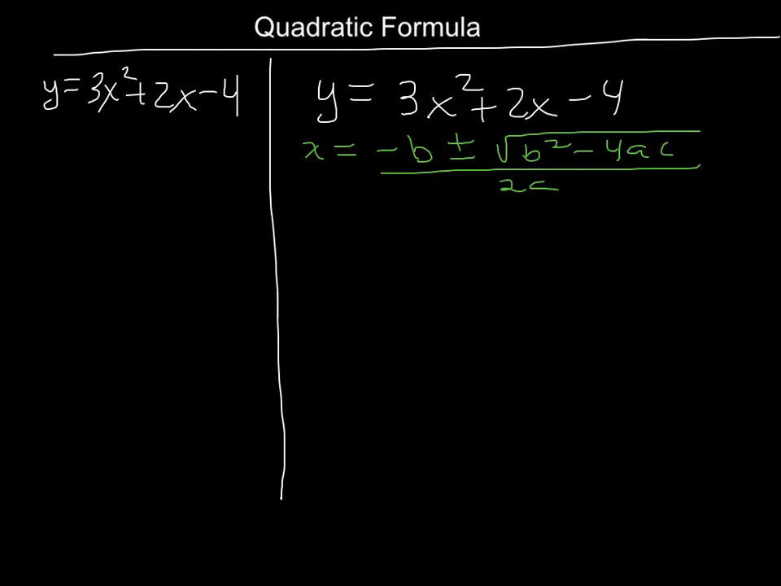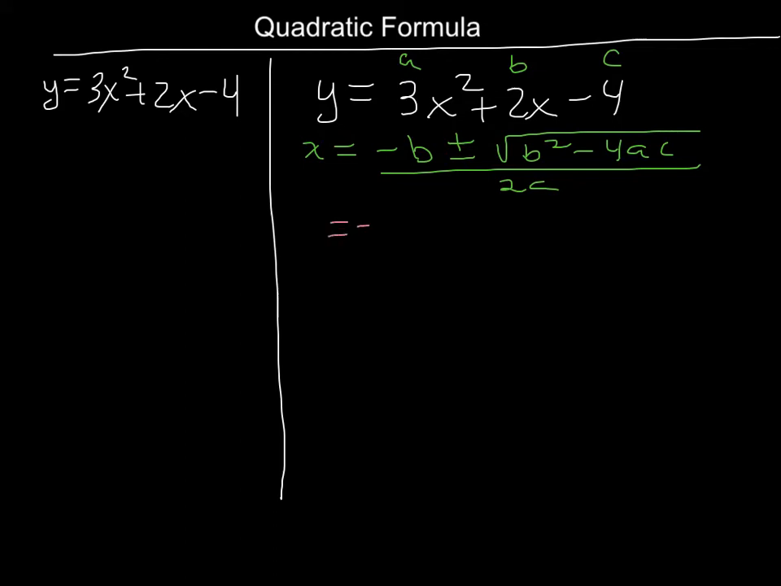Okay, so then what I need to do is identify where a, b, and c are in my original equation. So a is here, b is here, and c is here, just like we had before. Ax squared plus bx plus c. So a is the first term, b is the second, c is the third. Then I'm going to plug them into my quadratic.